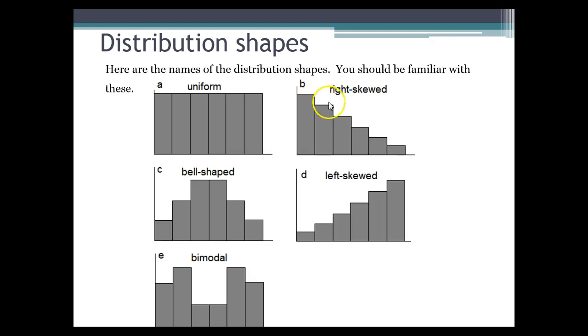This one here, B, is called right skewed. It's also called positively skewed, so you'll see that. And then for D, left skewed means the same as negatively skewed. And you might think it seems backwards, but think of the skew as being where the long tail is. So if the long tail goes out to the right, it's skewed to the right or positively skewed, and vice versa with left skewed.